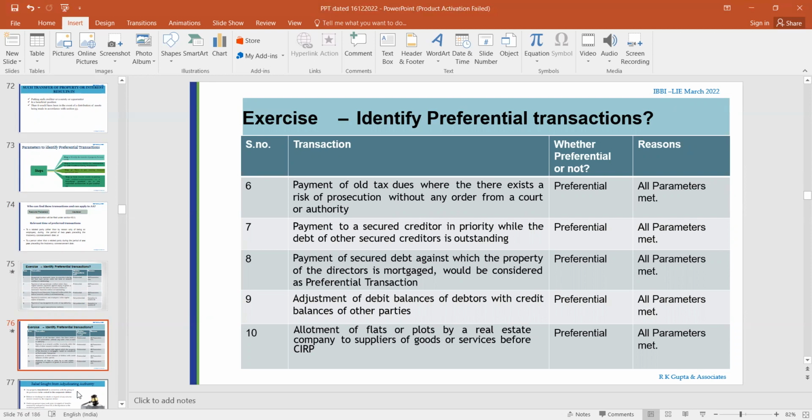There are some debit balances and some credit balances of other parties. So you adjust them. So you are adjusting the debtors with creditors. So this will come under preferential transaction. Payment of secured debt against which the property of the directors is mortgaged would also be considered as preferential transaction. Directors have given their property as mortgage and you are paying them, because you are paying to directors in priority to other persons.